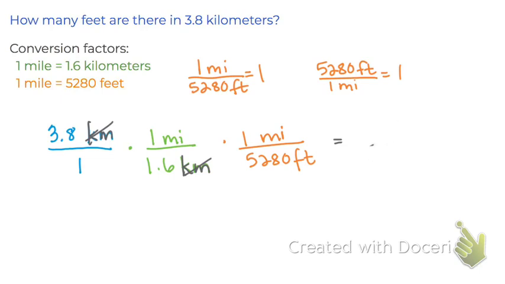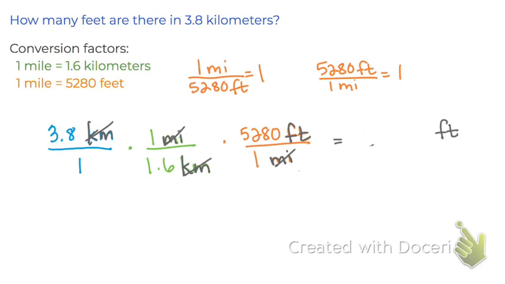So let's try the second one. This will do it because we have miles in the numerator and miles in the denominator. Miles divided by miles is 1. So the one measurement we're left with is feet.